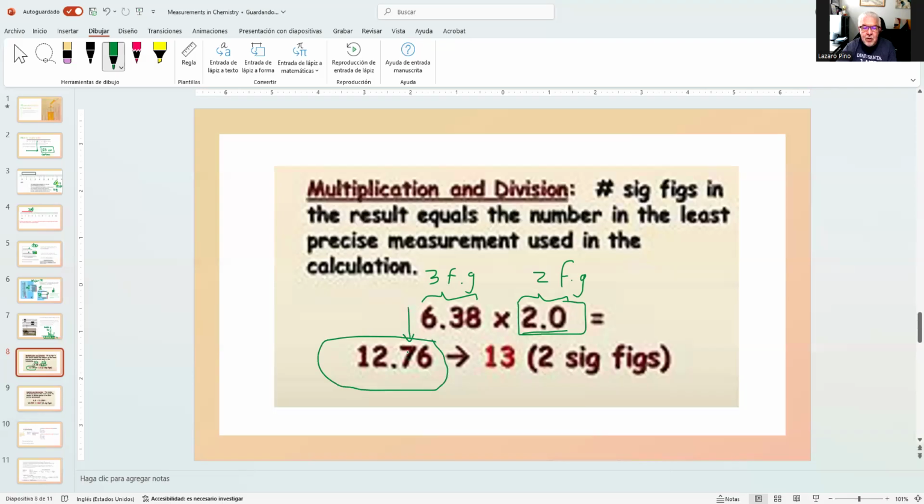As this number that you're going to skip is 5 or higher than 5, you will round up until 2 significant figures, and your answer is 13. This is the number that you have to report, and this number has 2 significant figures. Remember, in multiplication and division, you have to report in your answer the same number of significant figures as the number, the factor, for example, in this case, with less significant figures.